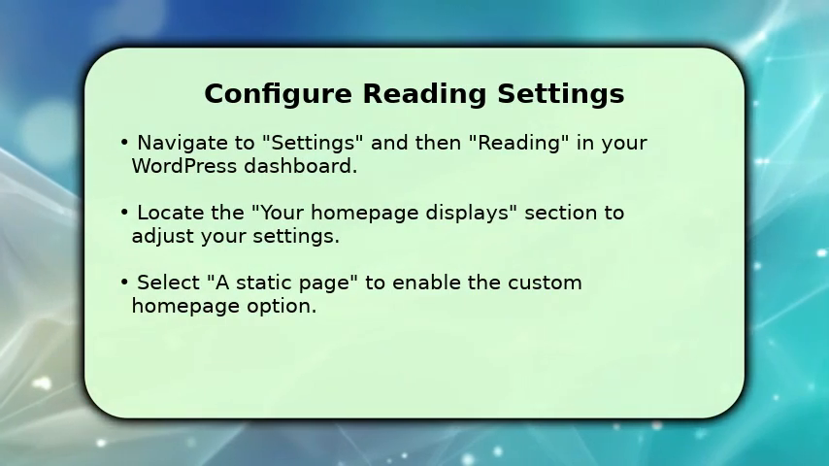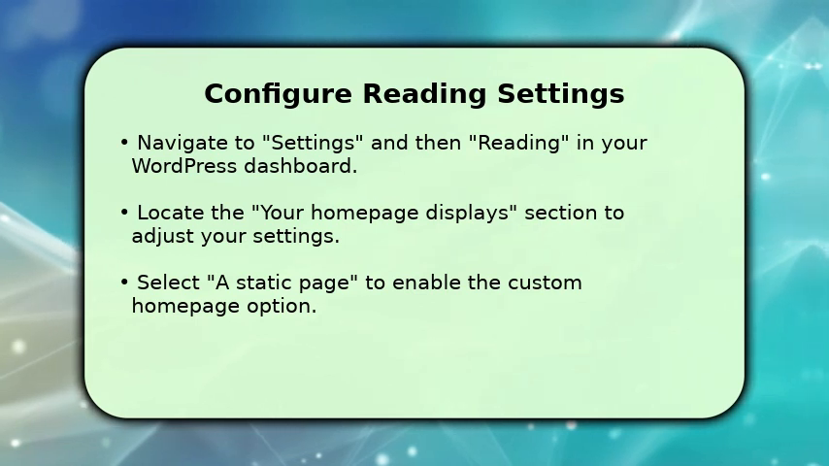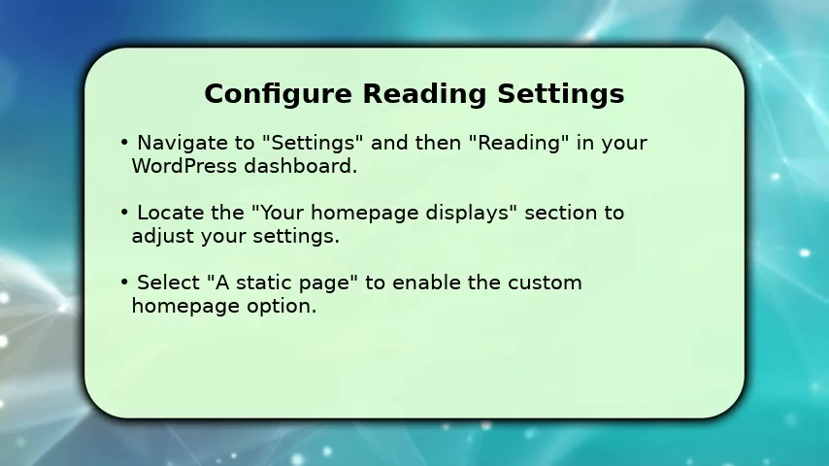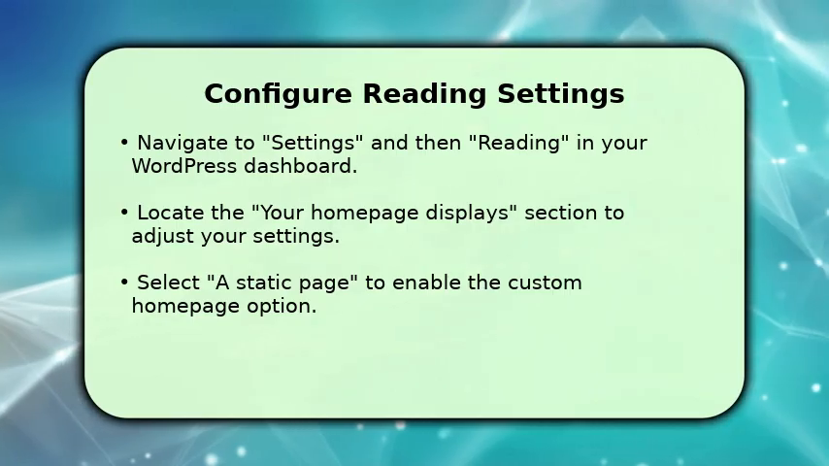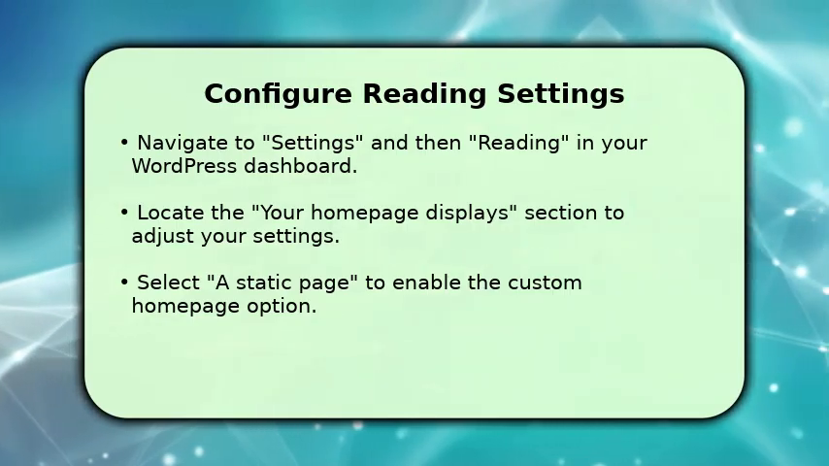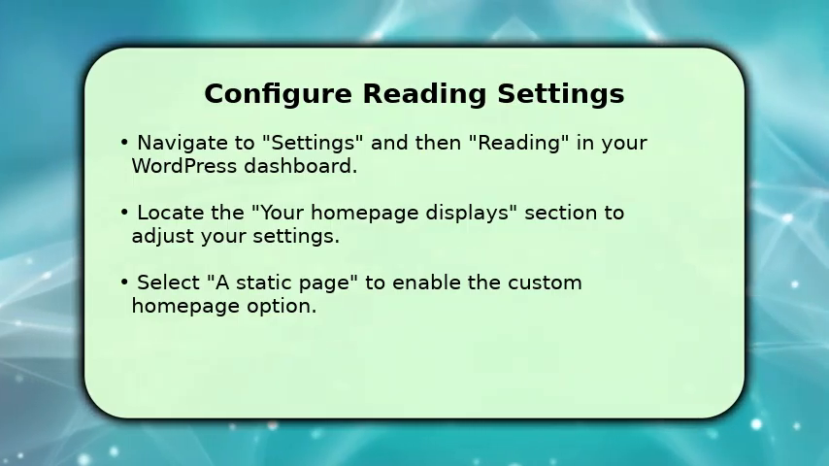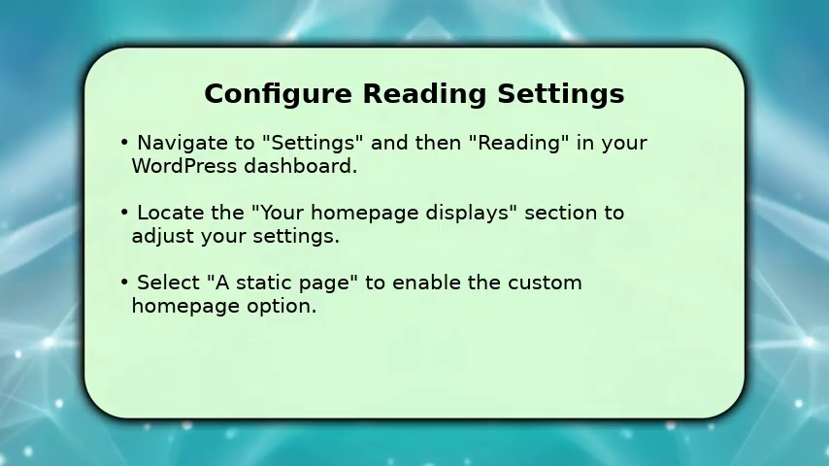Next, let's configure your site's reading settings. From your WordPress dashboard, go to Settings and then click on Reading. Under the Your Homepage Displays section, select the option for a static page. From the drop-down menu labeled Homepage, choose the home page you just created. For the Posts page drop-down, select your blog page. This tells WordPress where to find your main content.